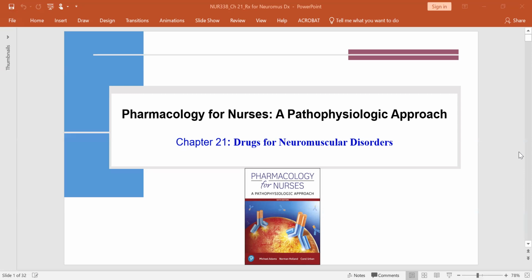Mickey recording a lecture on chapter 21. It's the chapter on the drugs for neuromuscular disorders, in which we're going to cover the medications or pharmacotherapy for skeletal muscle spasticity, skeletal muscle or muscle rigidity, and muscle spasms. In other words, the pharmacologic management of muscle spasms.